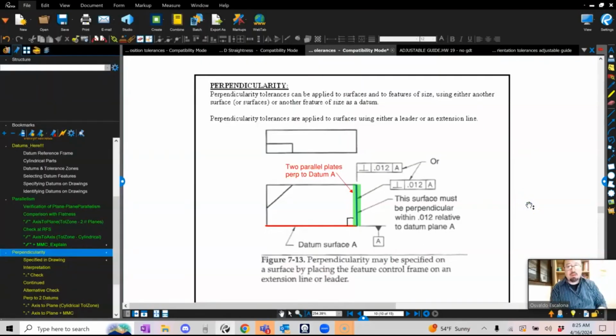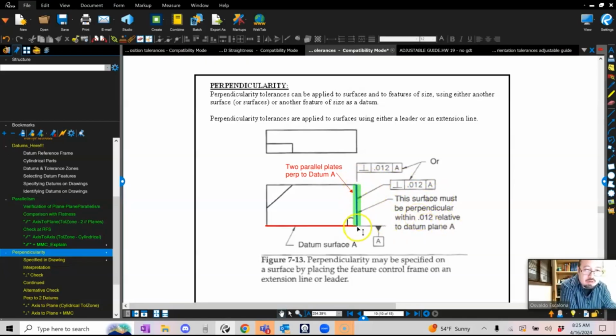Okay. Perpendicularity can be applied to surfaces and to features of size, just like we did with axes, using either another surface or another feature of size as datum. Perpendicularity is applied to surfaces using either a leader or an extension line. We don't like leaders, I already told you I don't like them, so don't use them. This surface must be perpendicular within 0.012 relative to datum plane A. You guys can see it.